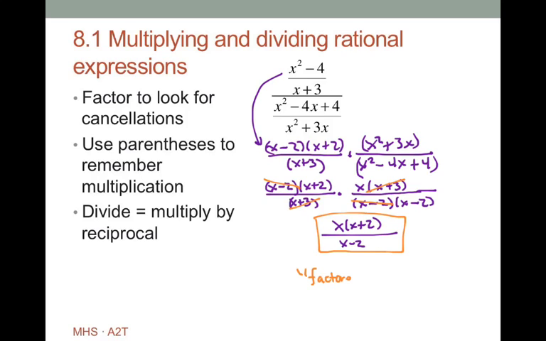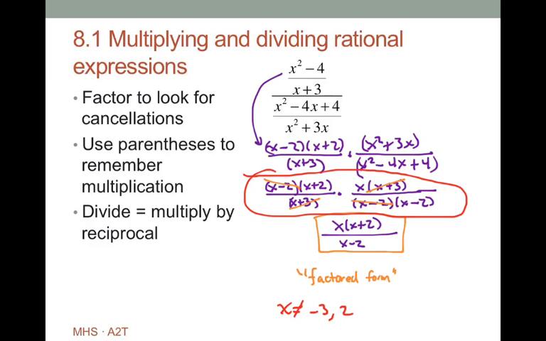We call this factored form, which is usually fine. We will often say, though, for which values is this expression not defined, and we know it's not defined when x is equal to negative 3 and 2. Now our final answer makes it look like just x equals 2 is going to be a discontinuity, but we have to look back to the original equation. So we'll look up here where we had our denominators, and any value that makes a denominator 0 is going to blow the whole thing up. So in this case, x can't be negative 3 or 2.